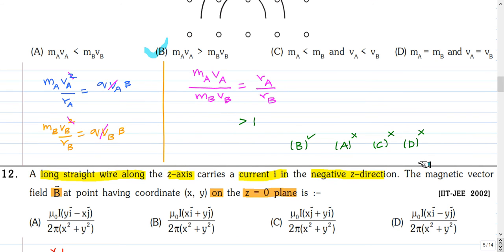This is the next question. A long straight wire along the z-axis carries a current I in the negative z direction. The magnetic field vector B at a point having coordinates x, y on the plane z equal to 0 is. 4 options are given. You can pause and attempt this question.